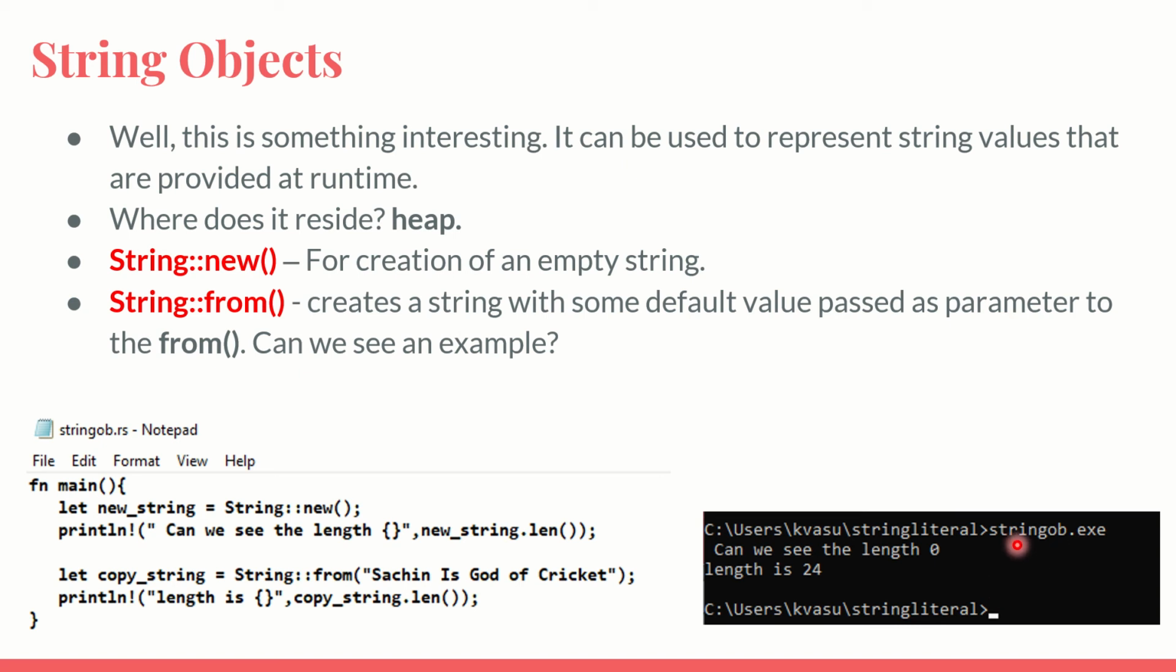When I compile it, I get stringob.exe, and can we see the length? The first one, it is 0 because you know that I have not moved it from anything, and it is not from, it is new. The next one is 24 characters.